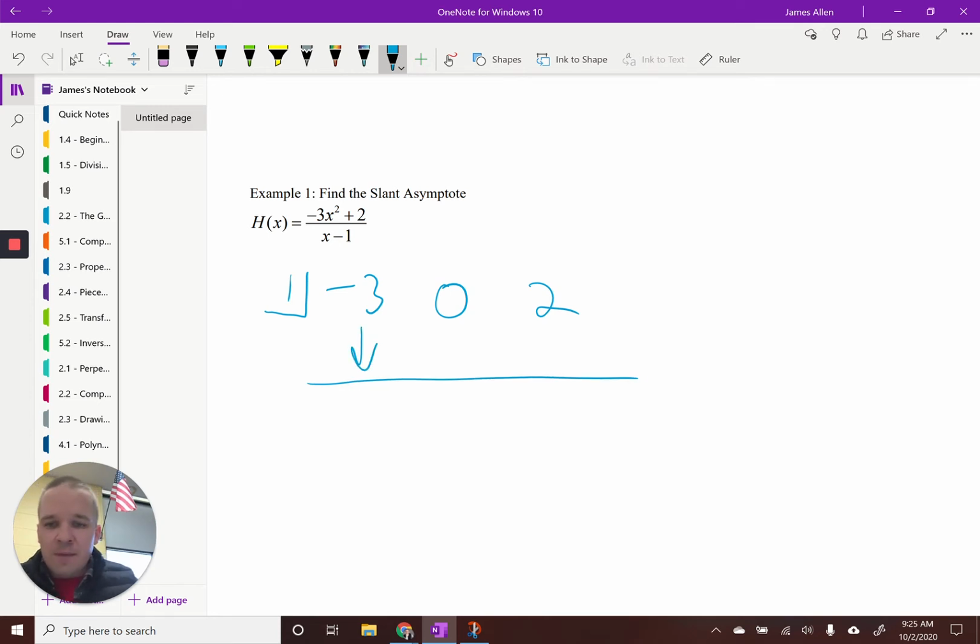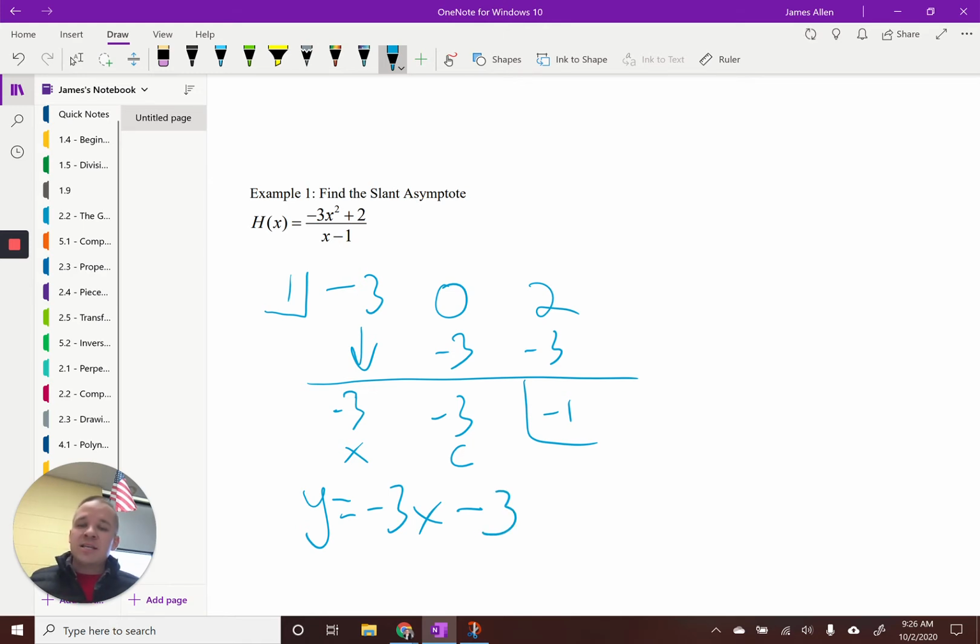Excellent. Drop down that negative 3. 1 times negative 3 is negative 3. Add them. I don't really care about that remainder. All I'm focused on is this is my constant, and this is my linear term. So I have the equation: negative 3x minus 3. That is the equation of my slant asymptote, my oblique asymptote.